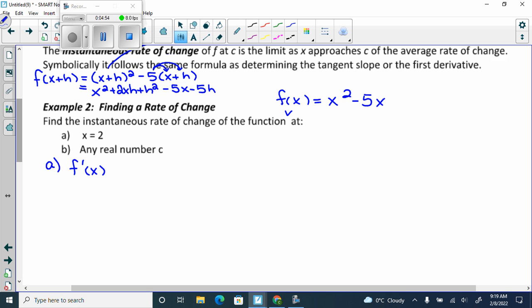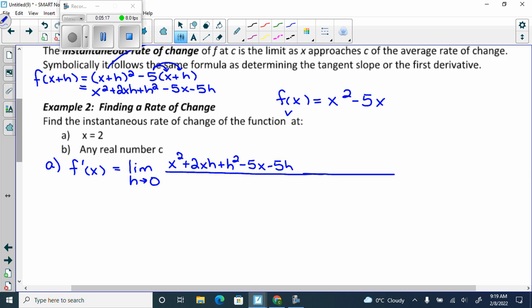Okay? So it's going to equal the limit as h goes to 0, and then I have f of x plus h first. So I get x squared plus 2xh plus h squared minus 5x minus 5h. And then what do I have to do? Minus f of x. So when you minus f of x and it's a binomial, you're actually distributing a minus sign into both, correct? So I'm going to minus x squared and minus 5x. So when I minus x squared, I get negative x squared. And then I'm going to minus a negative, so I'm actually going to get positive.